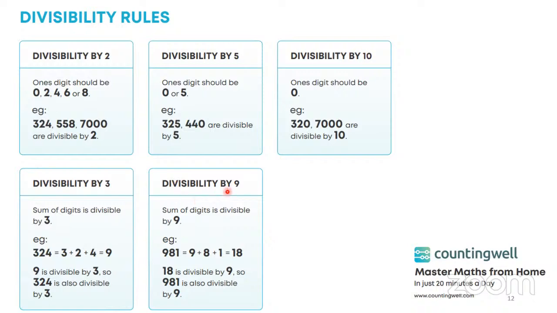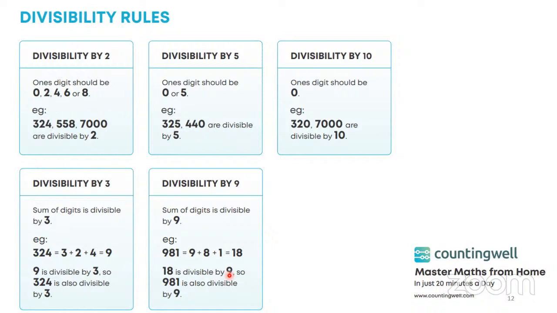Let us see the divisibility rule for 9. If the sum of the digits is divisible by 9, then the number is divisible by 9. For example, let us take the number 981 and add the digits of 981. You will get 18. As 18 is divisible by 9, 981 is also divisible by 9.